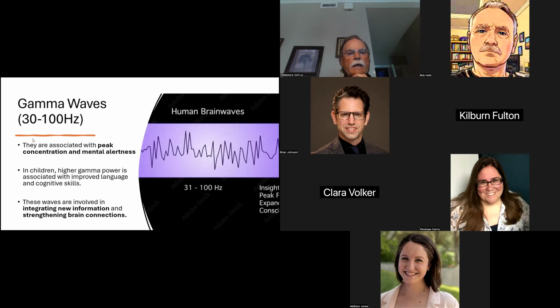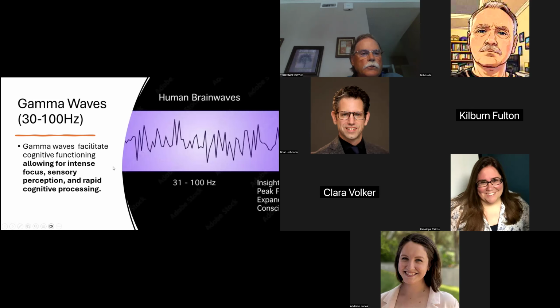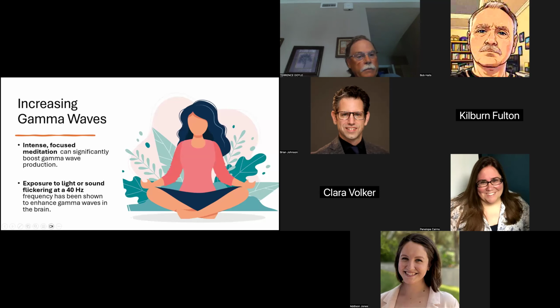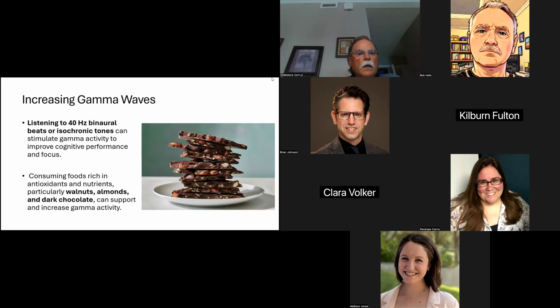This is when our brain is at its peak in terms of its ability to learn new information and to find that information connected to prior knowledge. Gamma waves also facilitate cognitive functioning, which allows for intense focus, attention, sensory perception. All those things that I was just mentioning are a response to the gamma waves in our brain. What increases them, again, meditation, exposure to light and sound at a particular hertz, 40 hertz in this particular case. Also, again, the different tones and sounds.